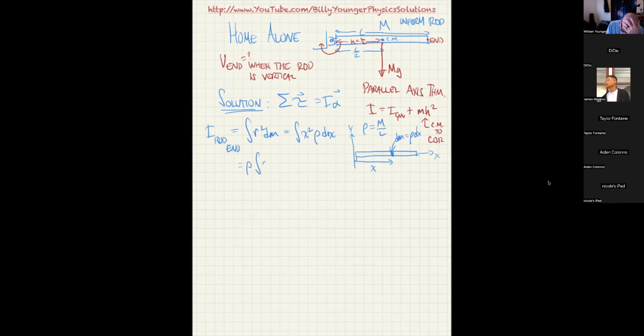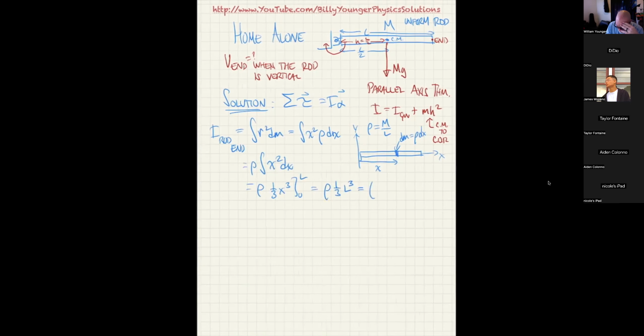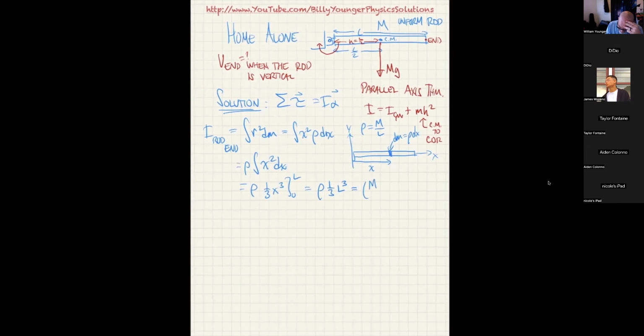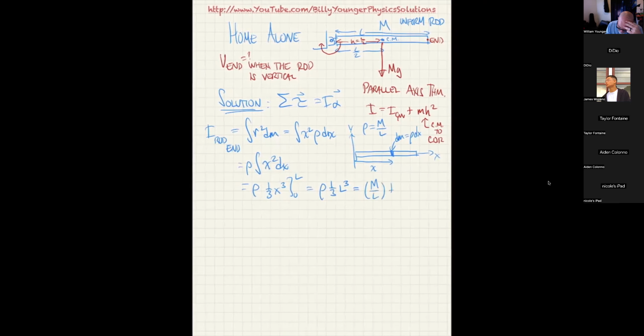So I'm going to say rho times the integral of x squared dx is going to give me rho times 1/3 x cubed from 0 to L. So that's going to be equal to rho times 1/3 L cubed. Well, now I'm going to plug in that rho, quote unquote, the density. Again, this isn't really the density, it's the density per unit length, which I told you guys earlier was really lambda. That's going to be m over L times 1/3 L cubed. That's going to give me 1/3 mL squared. And that is the moment of inertia about the end.